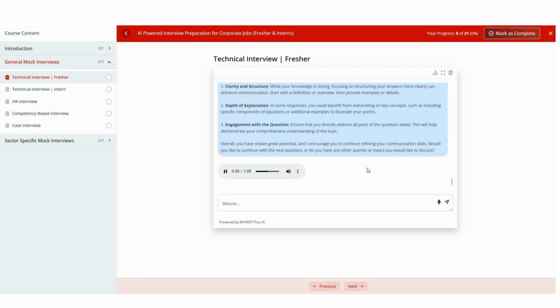2. Depth of explanation. In some responses, you could benefit from elaborating on key concepts, such as including specific components of equations or additional examples to illustrate your points. 3. Engagement with the question. Ensure that you directly address all parts of the question asked. This will help demonstrate your comprehensive understanding of the topic. Overall, you have shown great potential, and I encourage you to continue refining your communication skills. Would you like to continue with the next question, or do you have any other queries or topics you would like to discuss?